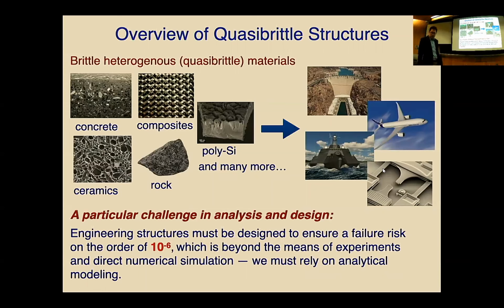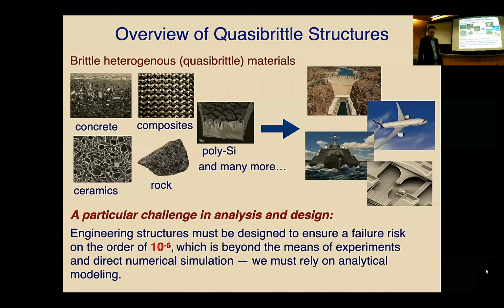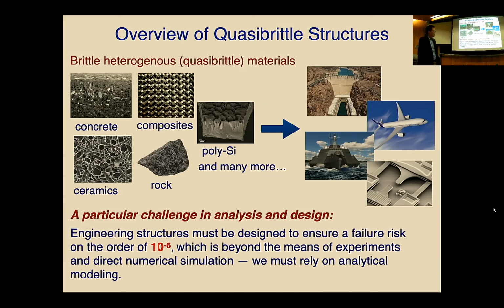Quasi-brittle structures are made of quasi-brittle materials, which are brittle and heterogeneous in nature. And there's a vast variety of these materials in civil engineering applications. The typical examples are concrete, composites, ceramics, rock, polycrystalline silicon at the MEMS scale, and many, many more. And these materials have been widely used in applications ranging from mega-scale civil infrastructure like dams to modern aircraft. Now we know in the Boeing 787, 95% of the fuselage was made of composites. The ship hull in the US Navy is now also composite instead of metal. And again, at a micro scale, microelectronic devices are made of polycrystalline silicon.